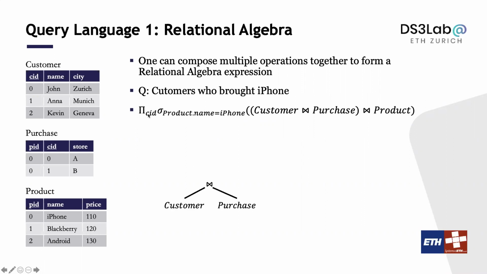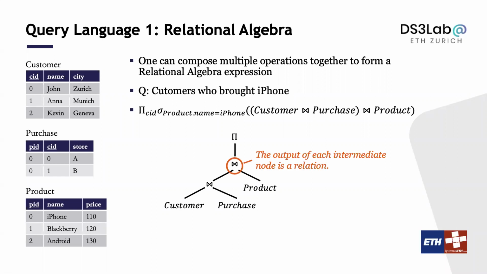If you give me an expression like this, what's going to happen is I first do the natural join here. My output is still a relation instance. I join that together with product. I do the selection. I do the projection. The only reason you are able to do it is that the output of each intermediate node is also a relation instance, and that's why you can stack them together.